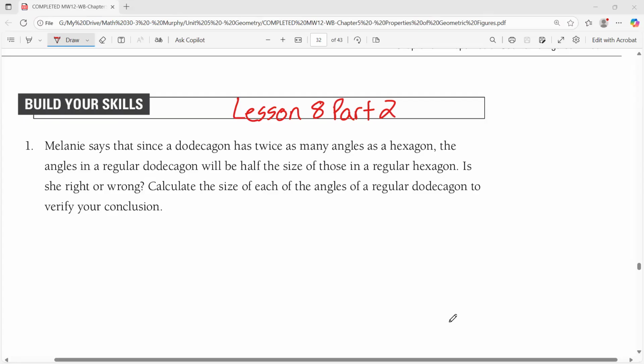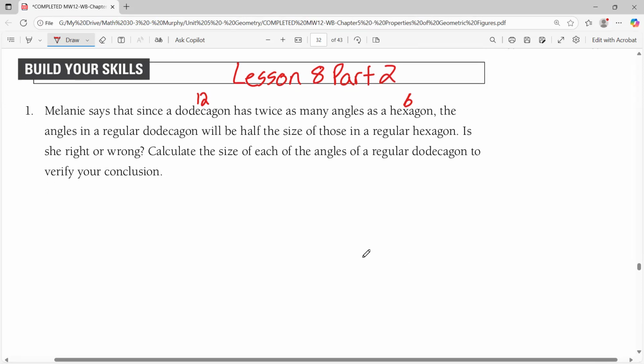All right, this is Geometry, Lesson 8, Part 2, and we're going to do the Build Your Skills 1, 2, and 3. Melanie says that since a dodecagon has twice as many angles as a hexagon, so hexagon's got 6, dodecagon's got 12, the angles in a regular dodecagon will be half the size of those in a hexagon. Is she right or wrong? Calculate the size of each of the angles of a regular dodecagon to verify your conclusion.